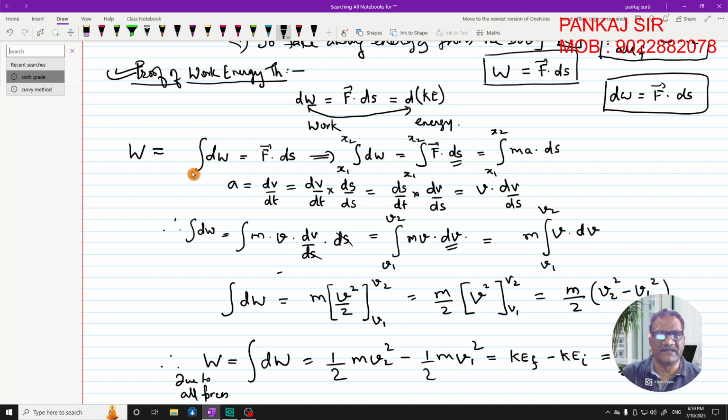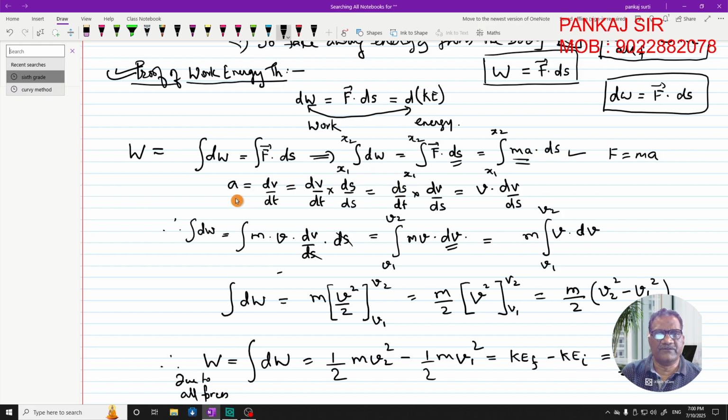So when we do integration of dW, it will be integration of F dot ds. When it is integration of F dot ds, it will have some limit from x1 to x2. So it will be x1 to x2 the limit F dot ds, and F can be replaced by ma because we know F is equal to mass into acceleration. So your formula reaches integration x1 to x2 ma dot ds. Till here we have reached.